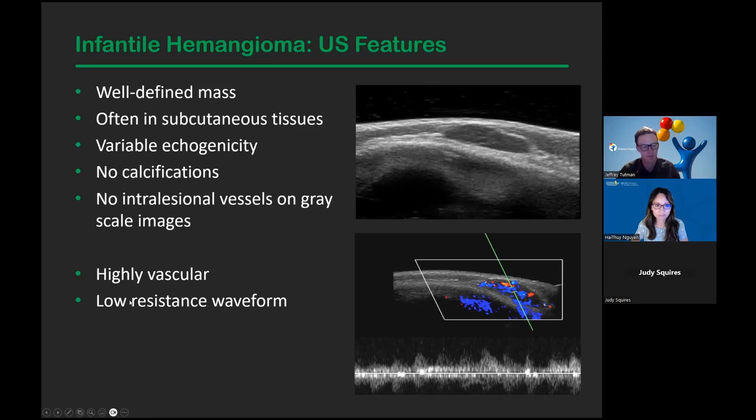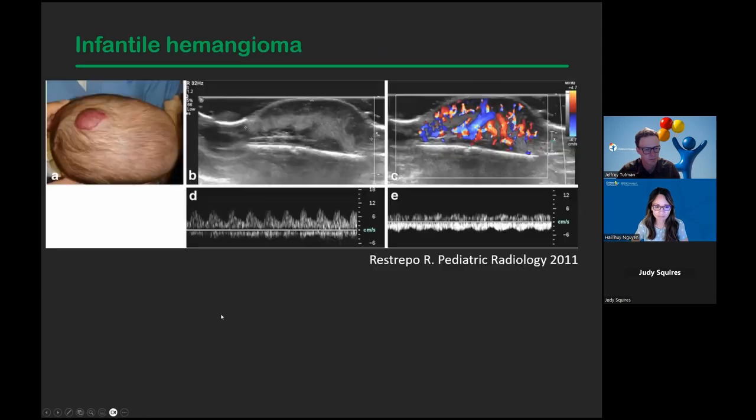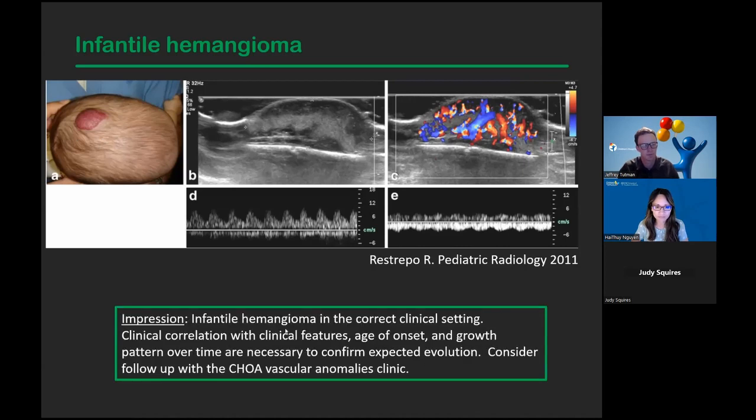They do say that as they tend to go away and get smaller, the amount of vascularity can decrease when they're in their going-away phase. But I don't think I've ever imaged one in that phase. So here's another classic one. This one probably didn't need an ultrasound, but makes for a nice picture.